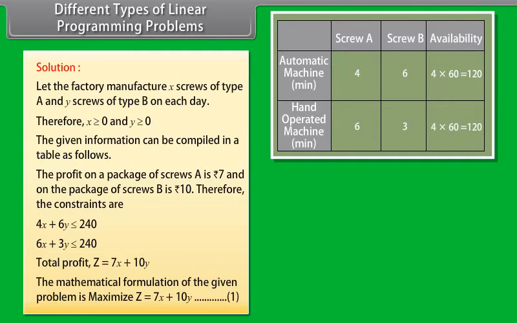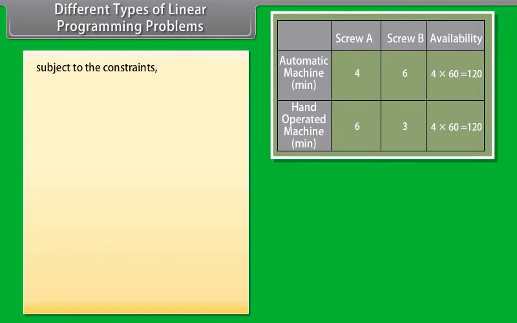The mathematical formulation of the given problem is maximize Z equals 7x plus 10y, mark it as equation 1, subject to the constraints. 4x plus 6y is smaller than or equal to 240, mark it as equation 2. 6x plus 3y is smaller than or equal to 240, mark it as equation 3. x, y is greater than or equal to 0.